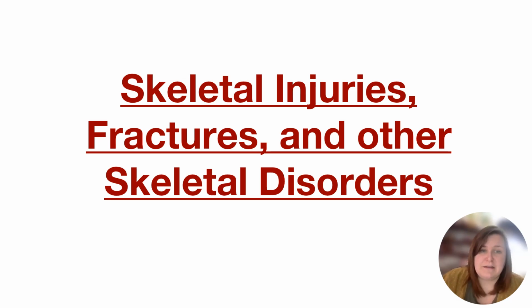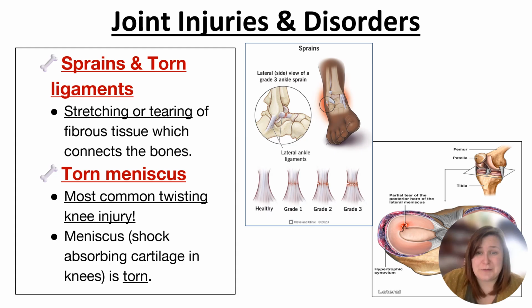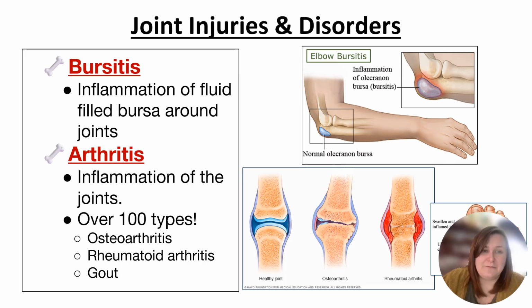So let's talk just a little bit about skeletal injuries, fractures, and other skeletal disorders that you might see. We're probably all familiar with sprains and torn ligaments. This can be caused by stretching or tearing of the fibrous tissue, which connects the bones. Also torn meniscus, we just talked about this a little bit earlier. This is going to be the most common twisting knee injury. That meniscus, the purpose of it is for shock absorption of that cartilage in the knee. So when it is torn, you do not get that shock absorption and it is really painful.